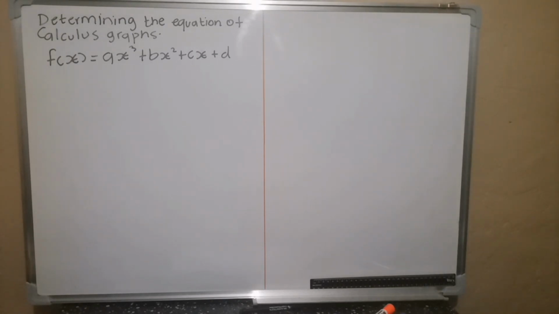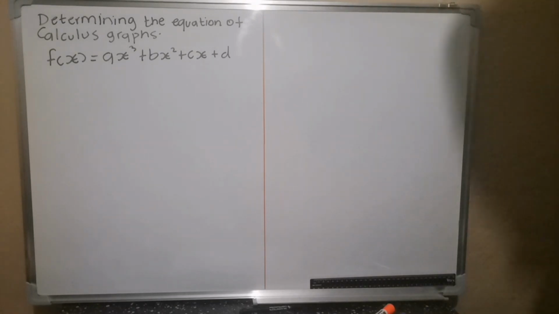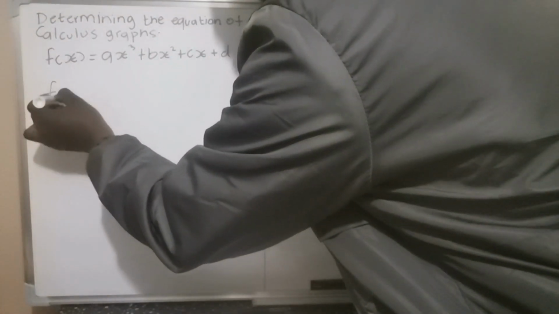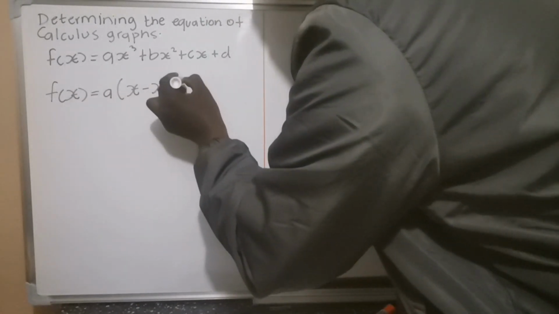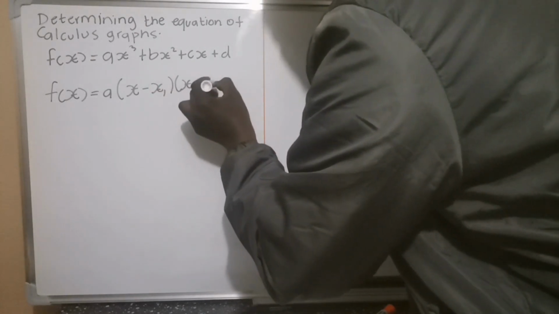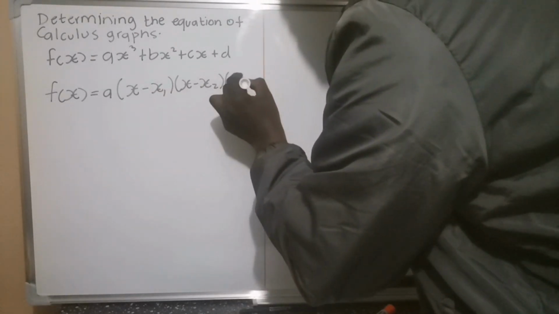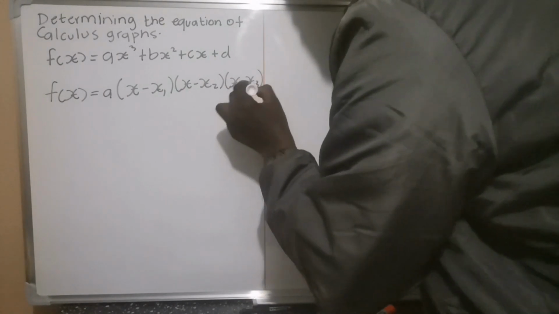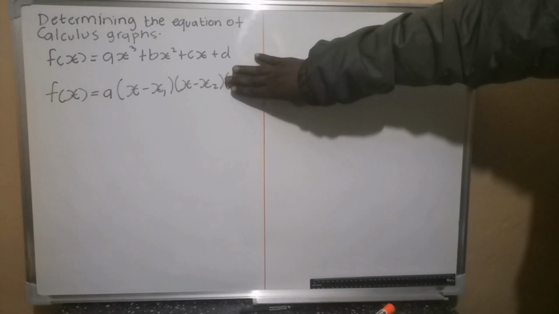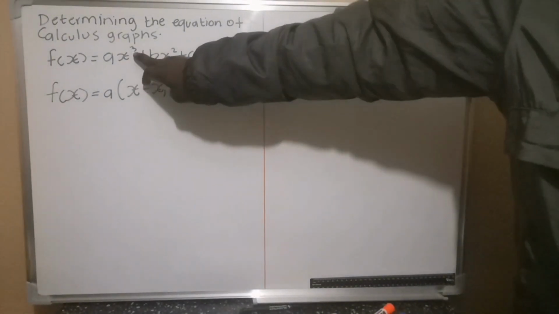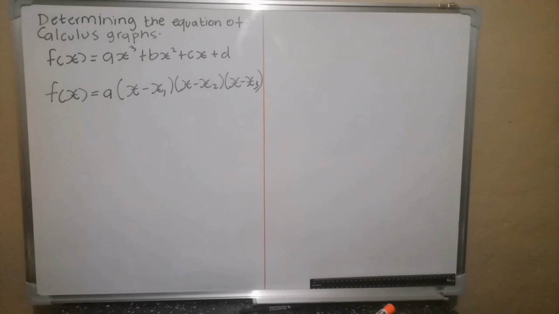Now, one of the ways to find the equation of this function is through this formula. You can use this formula to find the equation. x minus x1, x minus x2, and x minus x3. Remember, in a parabola we had only 2 brackets. Now we have 3 brackets because of this cube.